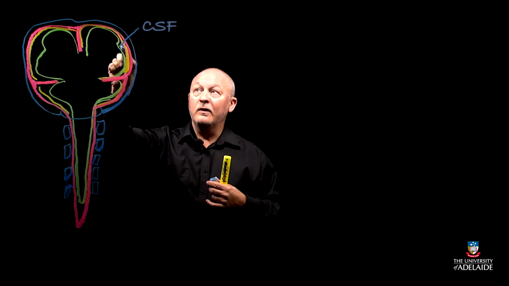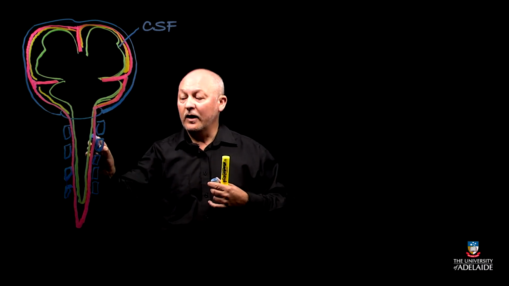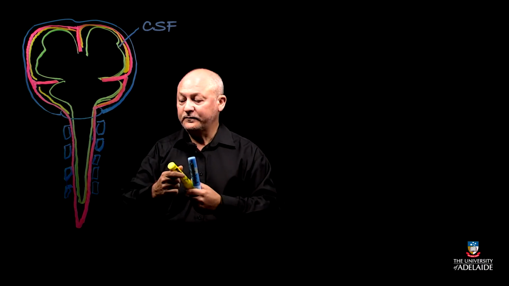So in here, we've got cerebrospinal fluid just underneath the dura and just underneath the arachnoid, just above the brain. And this continues on around the spinal cord. Let's find the right colour pen.